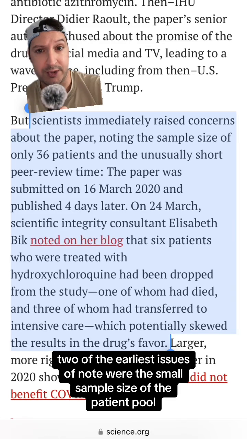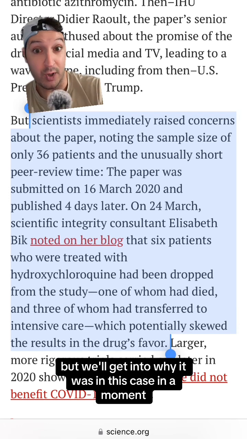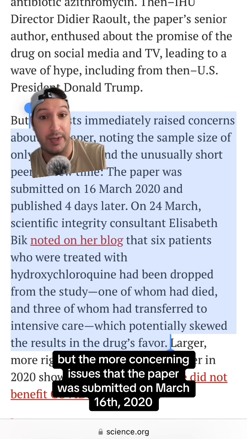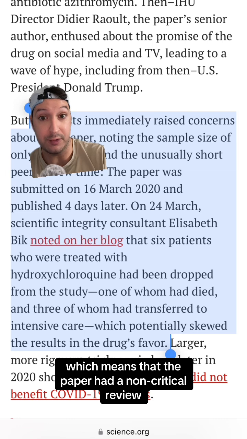Two of the earliest issues of note were the small sample size of the patient pool, which isn't necessarily a problem, but we'll get into why it was in this case in a moment. But the more concerning issue is that the paper was submitted on March 16th, 2020 and was published 4 days later, which means that the paper had a non-critical review.